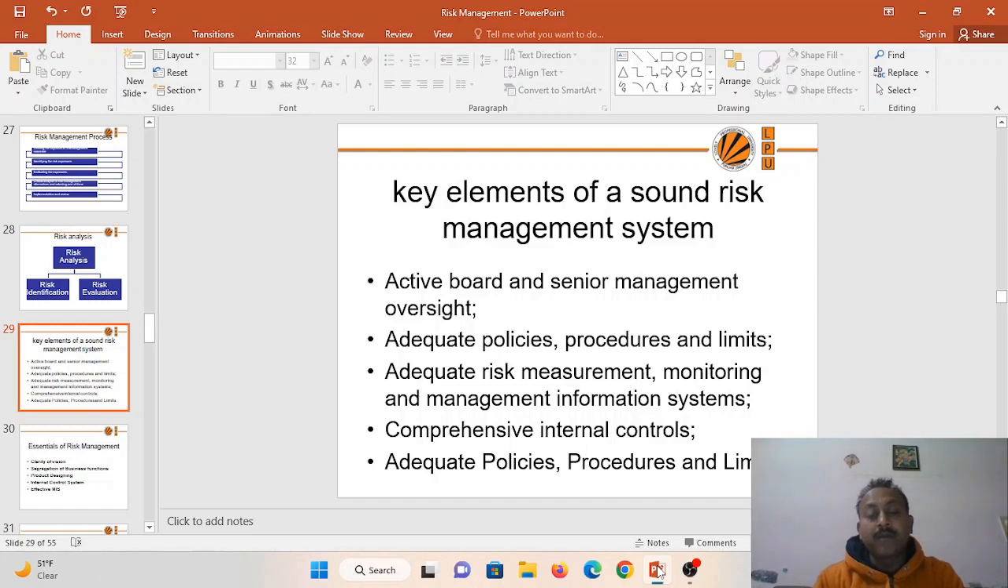Next, you should have a comprehensive internal control mechanism. So you see, loan sanctioning power, is it centralized or is it decentralized? Top management has to decide. Earlier, if you look into the market, you'll find that everyone was allowed to sanction loans at branch level.